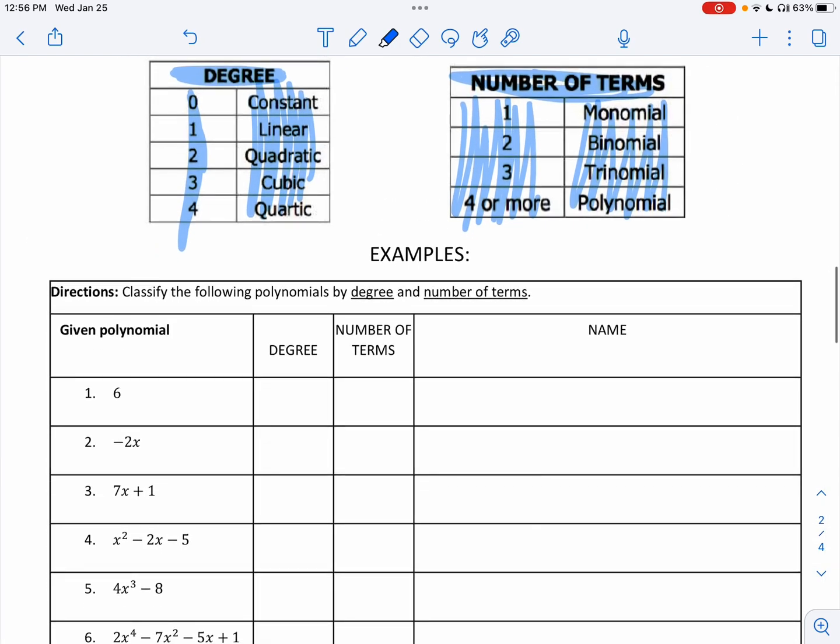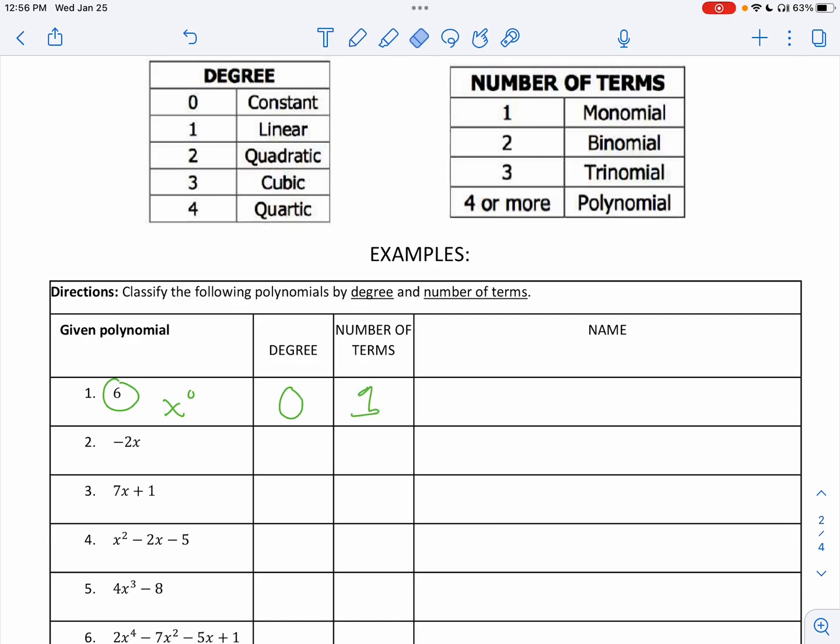Now, it's very important that I keep that on my screen. I'm going to delete all those highlights because that was a little much. The first one is a special polynomial. It has a degree of 0 because it would be like x to the 0 power. It only has one term. You can see it's only one thing there, only a 6. So I look for a degree of 0, and then I look for one term. So this one would be a constant monomial. That's the name.